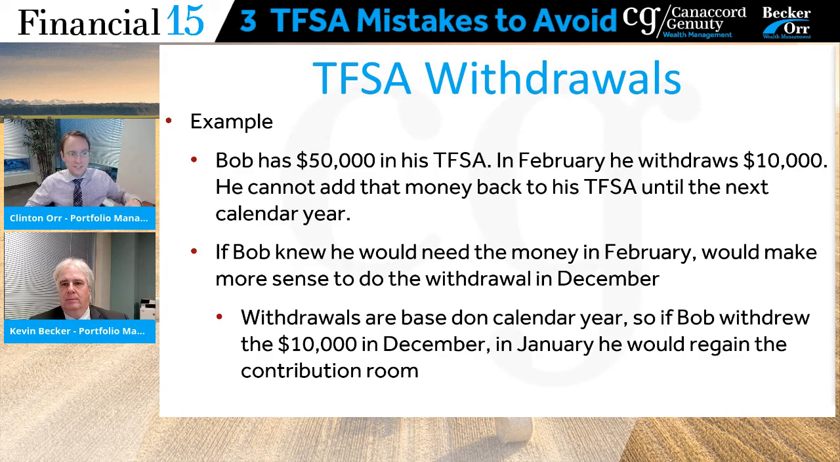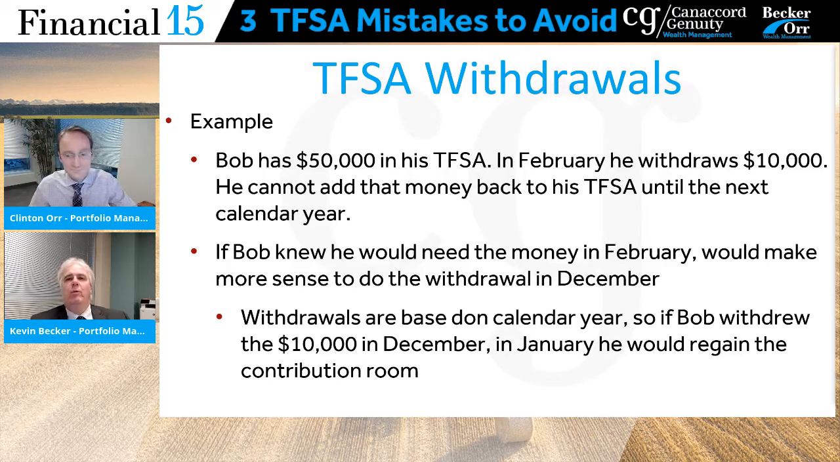Or if later in the year, let's say he takes the money out in December, and then he spends the 10 grand, but he comes into some money in March or comes into some money in June, whatever it happens to be, he has that full room now available to him because he did the withdrawal in the prior calendar year. So when planning withdrawals, keep that calendar year in mind. And if possible, try to take it out near the end of the calendar year, because that way you'll get the money and the room back quite quickly.